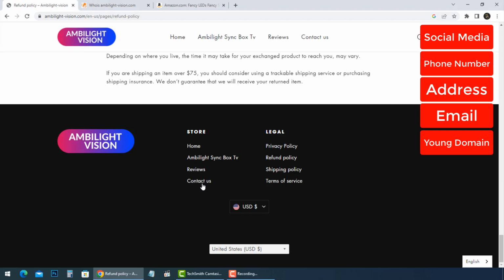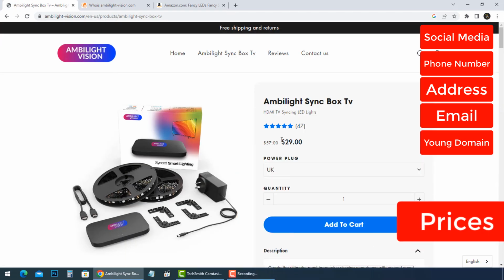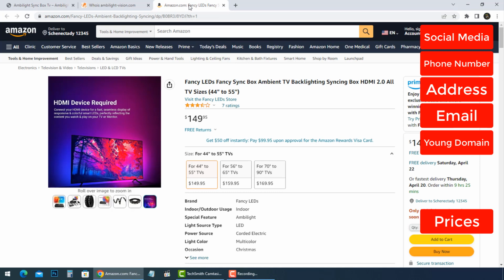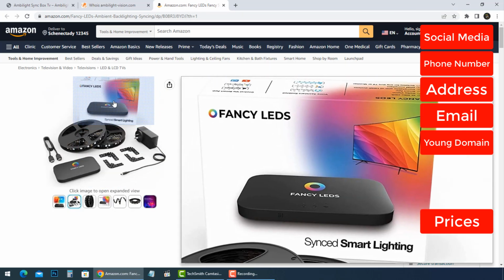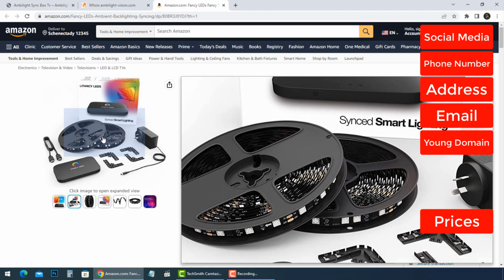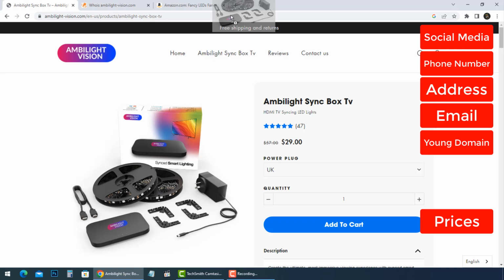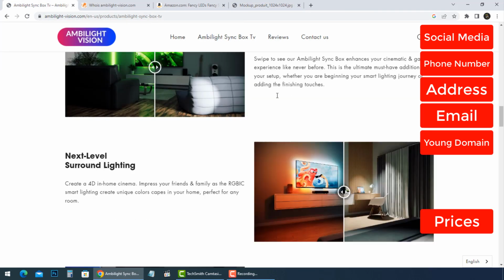Fake price and fake sale. As you can see, they use very low prices to promote their lies in order to get the largest number of victims. This Ambilight Sync Box TV with the same details has a real price of $149.95 on Amazon. They have replaced the fancy LED's real product photo with their Ambilight-Vision product name. Payment methods are not shown here.